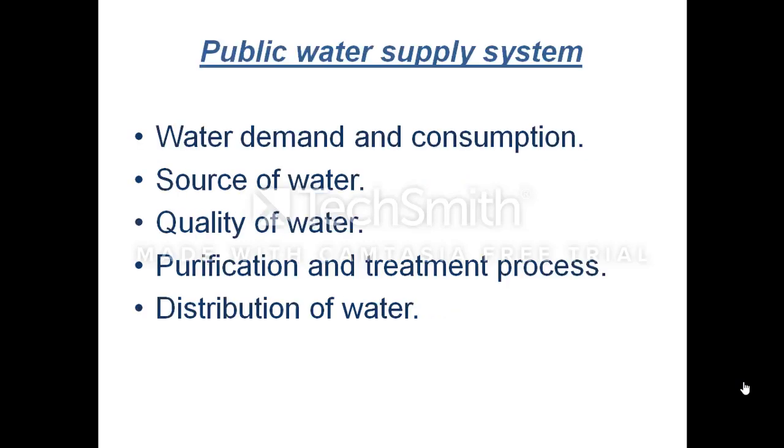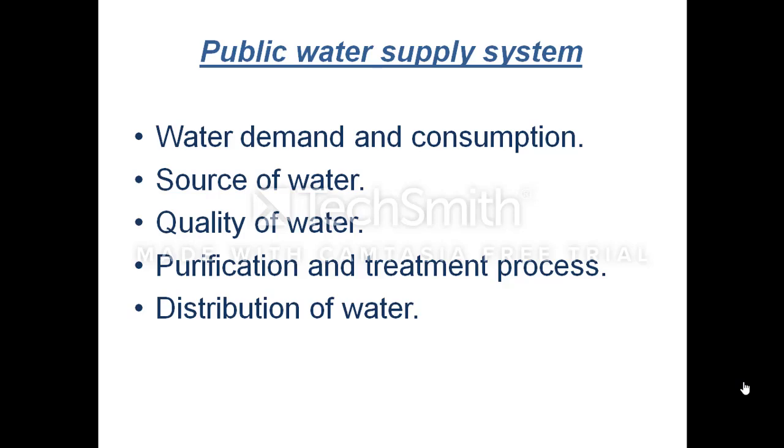Now, what are the various components of a public water supply system? First, you have to find out the quantity of water required by a town or a city for which you are designing a water supply system. Or, in other words, the water demand and consumption of a town for present as well as future population is to be determined. This is done by population forecasting methods. You will study it later.